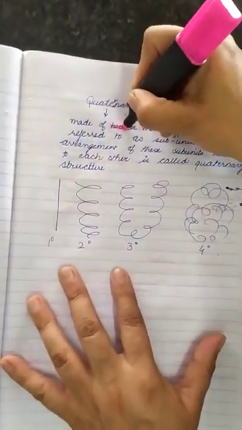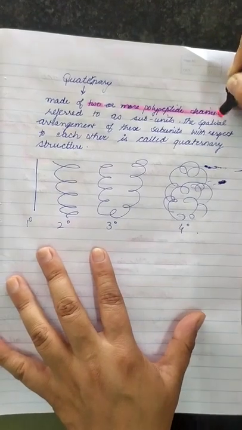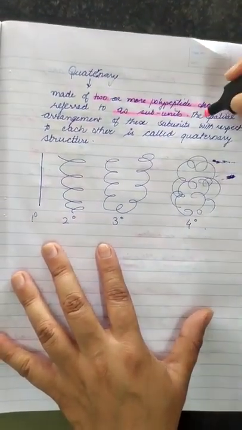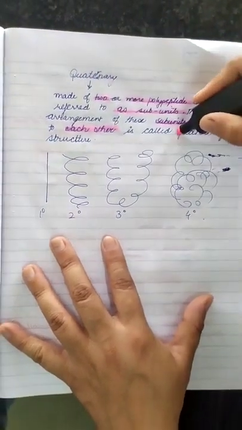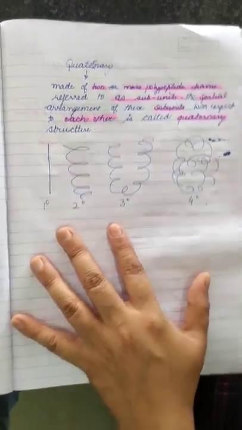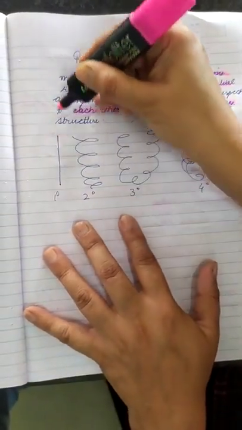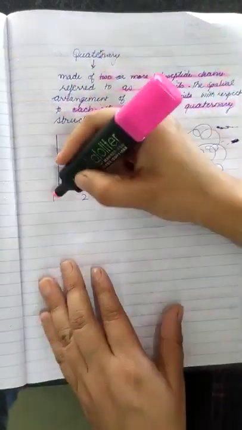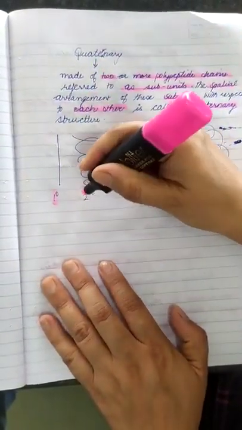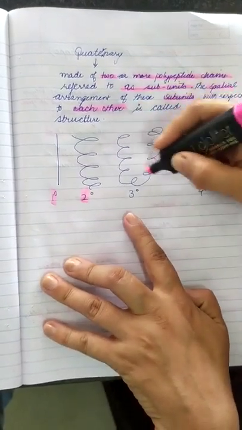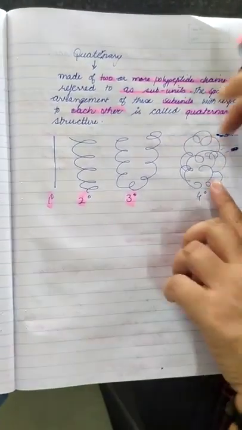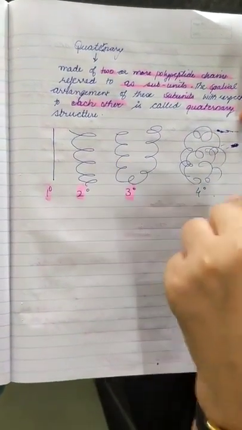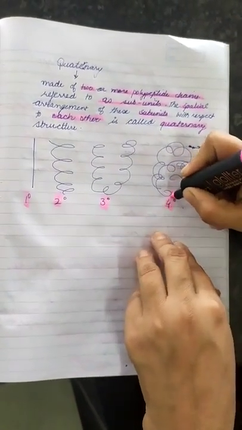Now the last one, which is the quaternary structure, which is very important. It is made up of two or more polypeptide chains referred to as subunits. The arrangement of these subunits with respect to each other is called quaternary structure. So what we have read: if it is a long chain sequence in a proper line, it is called primary. If it is in a coiled form, it is called secondary. If it is more thickened and more coiled, it is called tertiary. If all of them are coiled together, it is called quaternary structure.